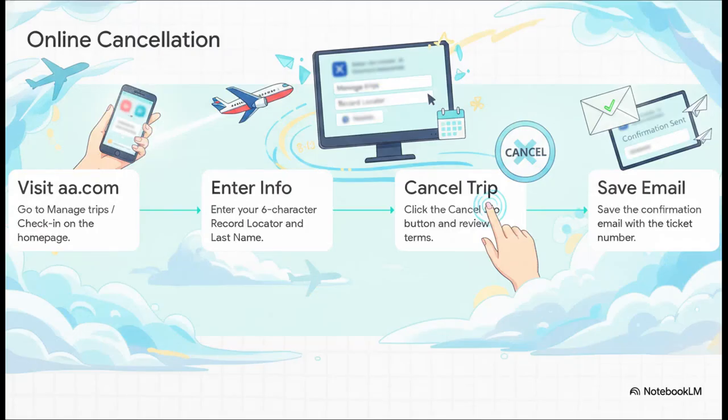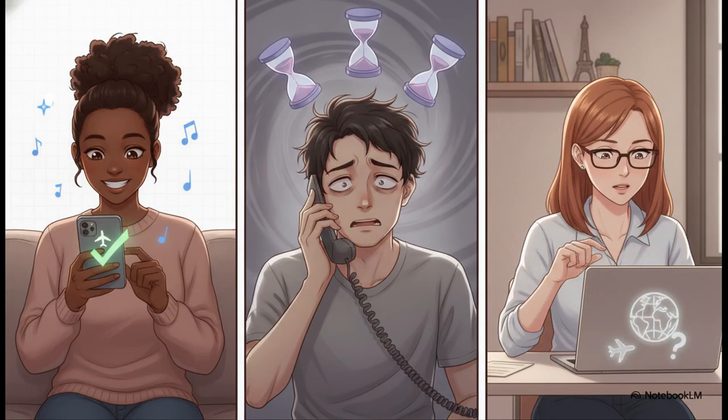All right, let's walk through the actual clicks on the website. You'll go to AA.com and click Manage Trips or Check-in. Then enter that 6-character record locator we just talked about along with your last name. Once your trip pops up on the screen, just hit the Cancel Trip button. Doing this online, directly on the site before your departure, is honestly the safest, most reliable way to ensure the system automatically converts your ticket into a flexible digital credit. Oh, and one more thing. Always save that cancellation confirmation email with the ticket number. Now, if you prefer, you can use the American Airlines mobile app, which follows the exact same straightforward process. However, a quick word to the wise. Calling customer service really should be your absolute last resort.